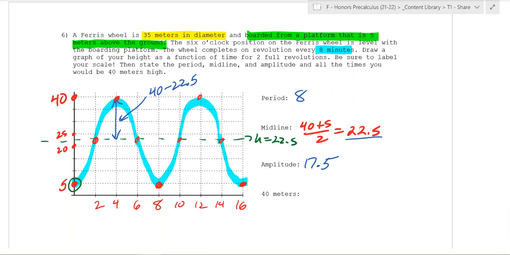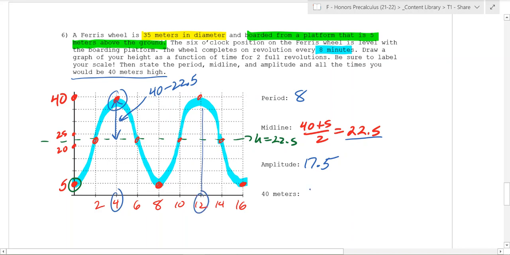Last thing it says is to state the period, midline, and amplitude, and all the times you would be at 40 meters. So where would you be at 40 meters? You would be at 40 meters at 4, and then also at 12 minutes. So 4 minutes in, you'd be up there, and at 12 minutes in. And then the next one, if you wanted it, would be 8 minutes later at 20 minutes.